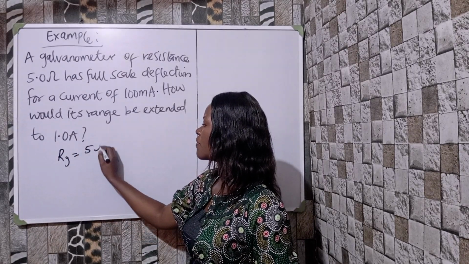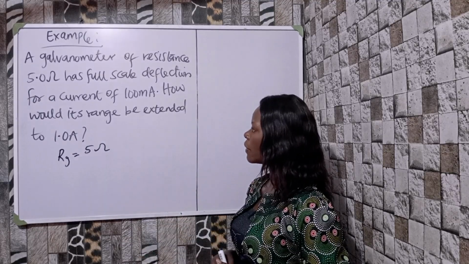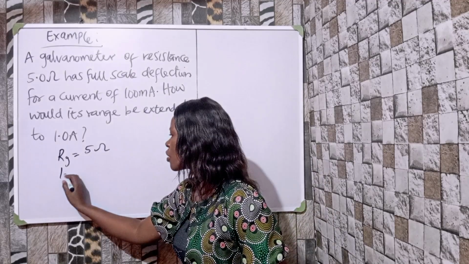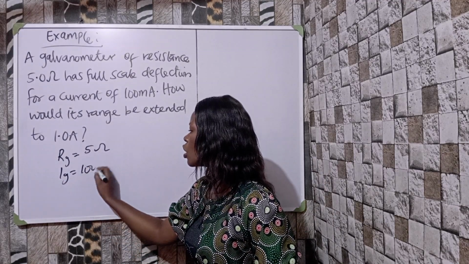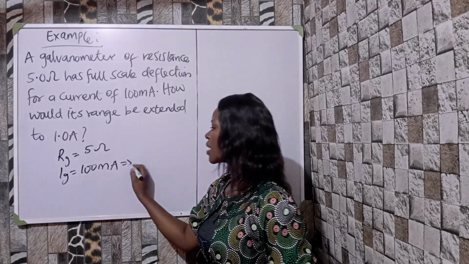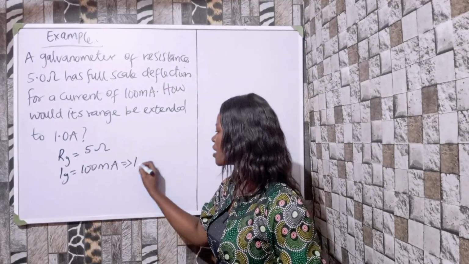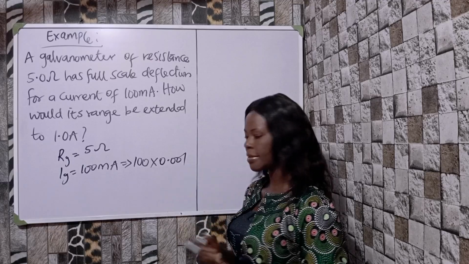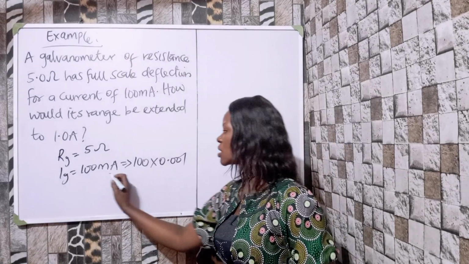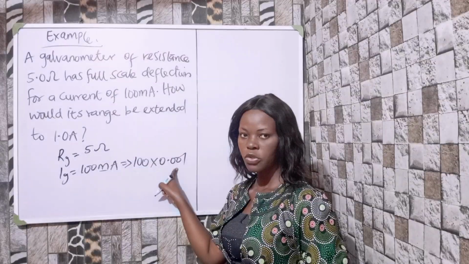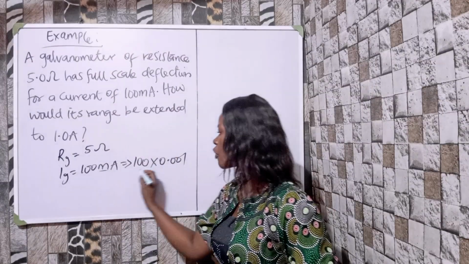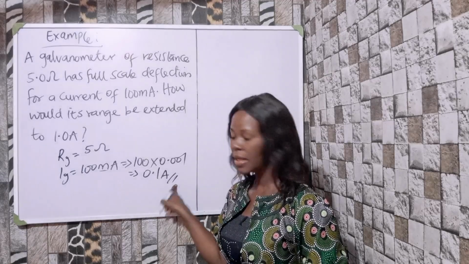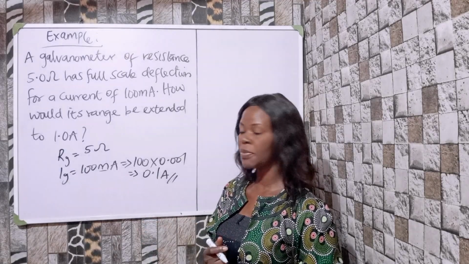All right, so this galvanometer has a resistance of 5 ohms, so it means that the resistance of the galvanometer is 5 ohms and the current is 100 milliamperes. That is, the current of the galvanometer is 100 milliamperes. Okay, 100 milliamperes is the same as saying 100 times 0.001, because this milli is 0.001. If I multiply, I'm going to have 0.1 amperes. Okay, so that is the current flowing through the galvanometer.